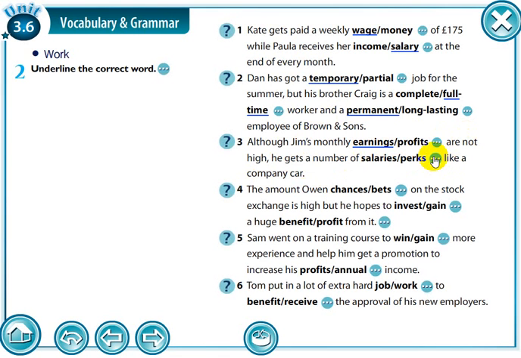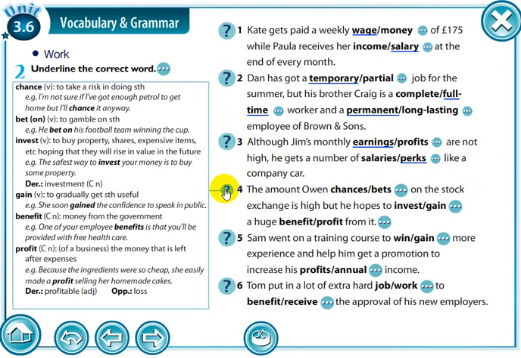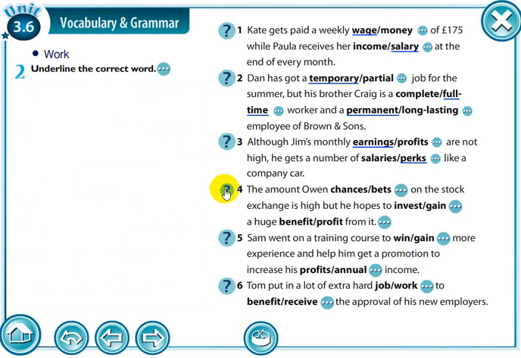Perk is something that your company offers, like a facility. For example, if you are working for McDonald's, you receive 2 meals a day. If you are working for a great organization, you have a car, like a perk, just to use, it's not yours, of course, things like that. Okay, so it is perk. The amount of win, chances or bets on the stock exchange. Okay, when you are talking about the stock exchange, we are talking about something that I bet. Okay, so here, bets on the stock exchange.